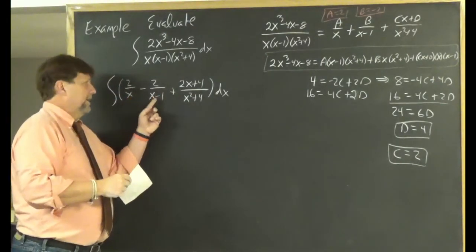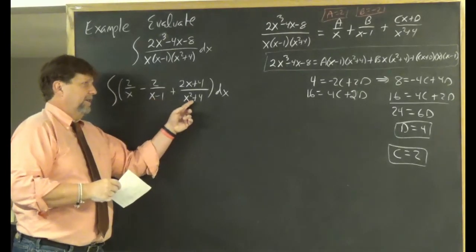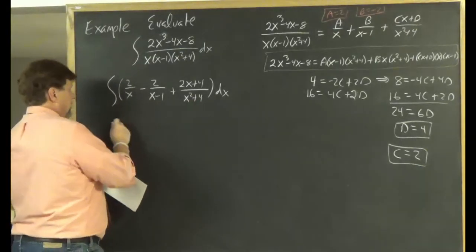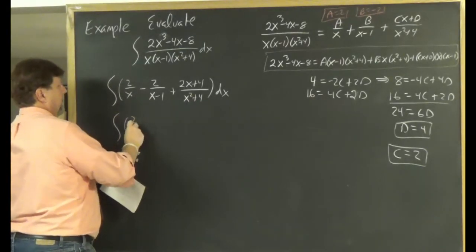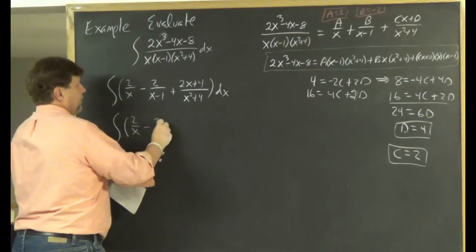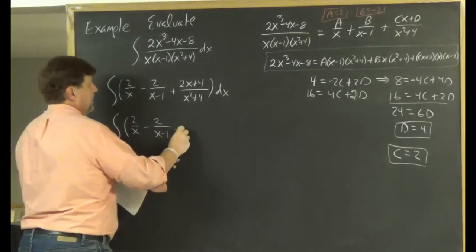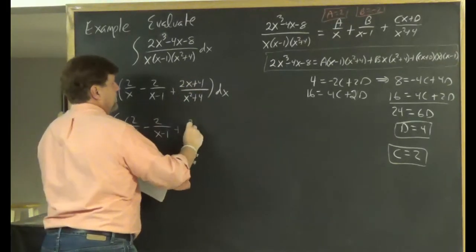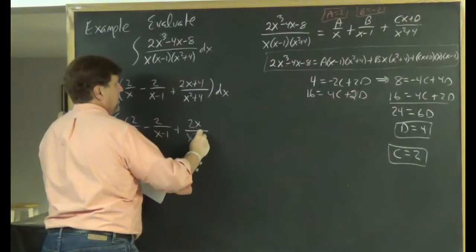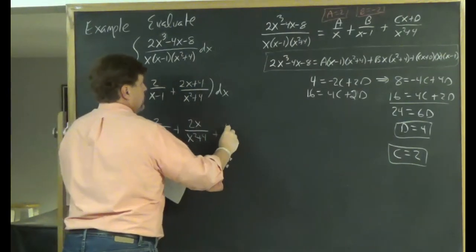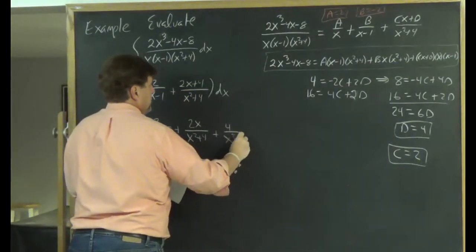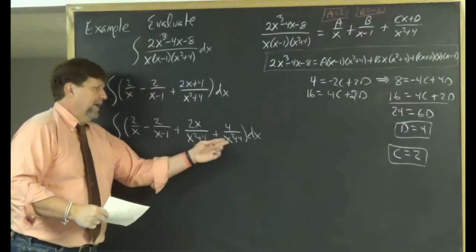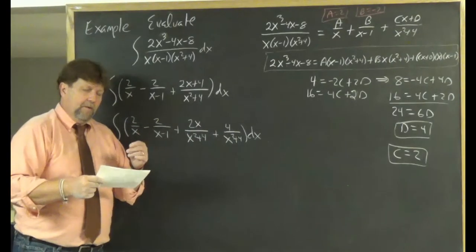That's easy to integrate, that's easy to integrate. This one requires a little bit of work. So here's what I will do. Just kind of looking ahead a little bit, I'm going to rewrite this mess as 2x over x squared plus 4 over x squared plus 4. So basically I'm using the concept of a common denominator. And hopefully you see why I want to do that.